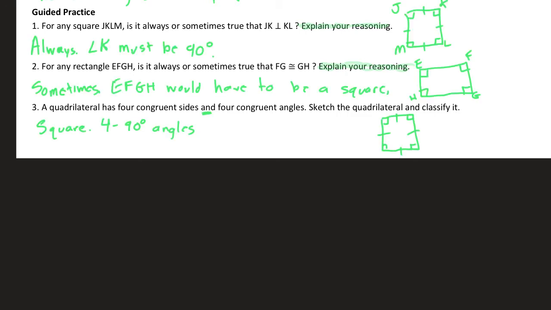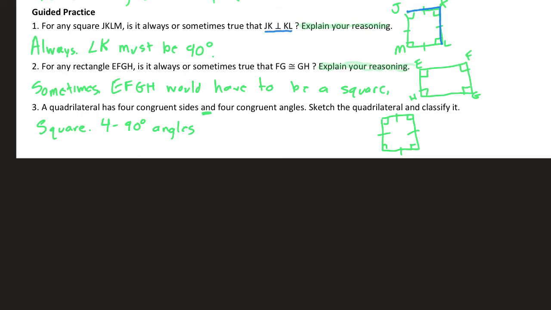Okay, so if you notice for all of these, I drew a diagram. Okay, I drew the shape. So I drew square JKLM, and I marked all 4 angles as 90 and all 4 sides as being congruent. So is it always, sometimes, or never true that JK and KL are perpendicular? Well, for them to be perpendicular, they would have to meet at a right angle. Well, in every square, K must be 90, so this is always true for every square. Okay, for every square, those sides have to meet at a 90-degree angle. That is the definition of perpendicular.